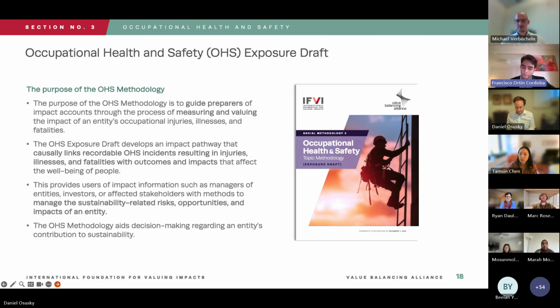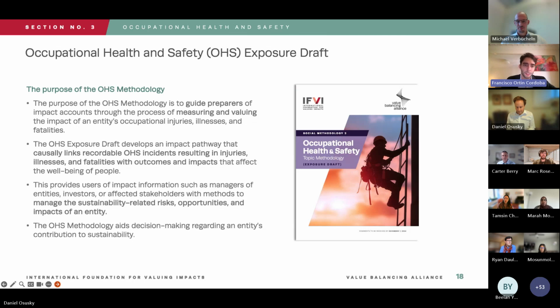In this case, the impact pathway draws a causal link between the OHS incidents that result in injuries, illnesses, and fatalities with outcomes and impacts on the well-being of people. The results of this topic methodology, we hope, can be used by users of impact information, so potentially by you, the audience, whether you are a manager of your entity, an investor, or an affected stakeholder, to manage sustainability-related risks, opportunities, and impacts, but also whenever you have to assess or take decisions regarding how an entity contributes to sustainability.